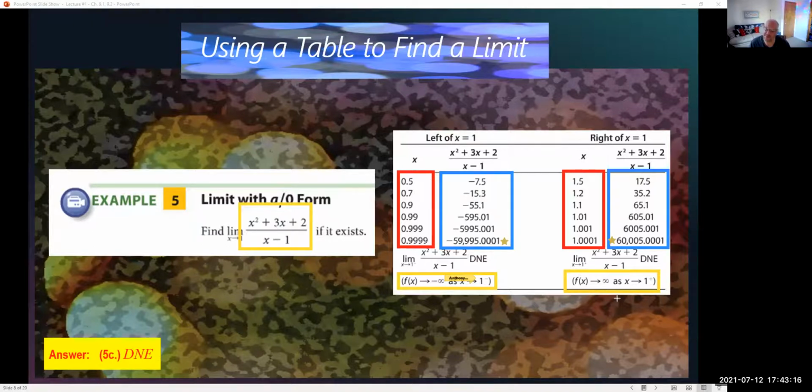When that happens, your best bet is to just recognize that the limit does not exist and that it is a vertical asymptote at that very value. In this case, the value is 1 because we're approaching 1. And since that's happening here and up here that's not happening, we can make that assumption.